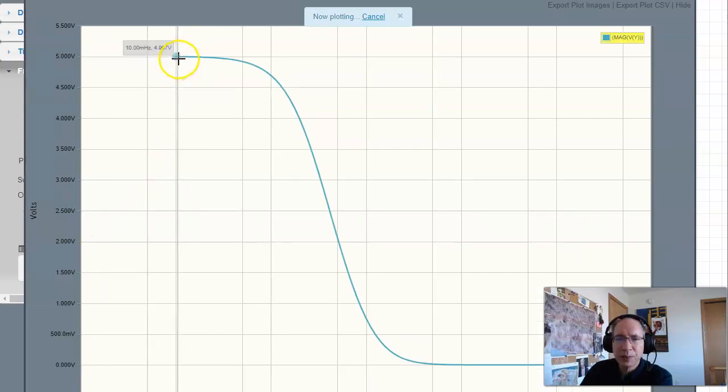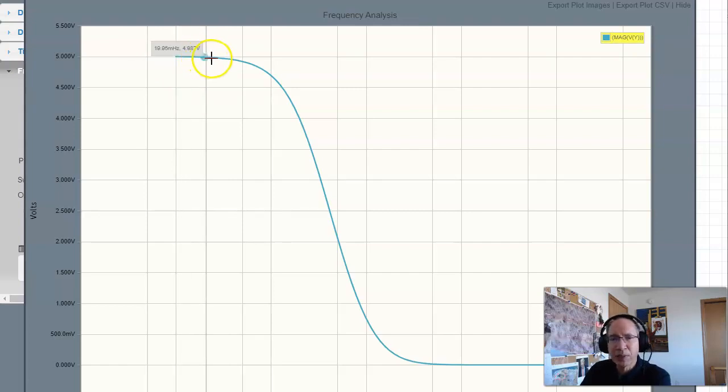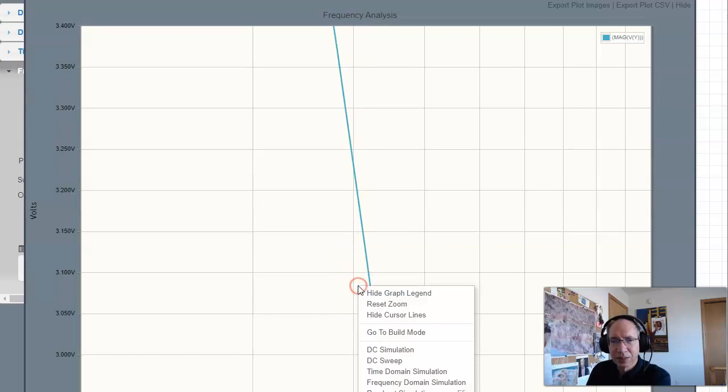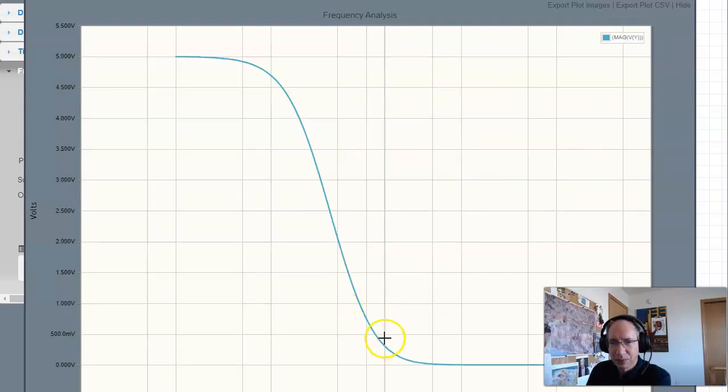At low frequency, the gain is 5. The RC filter has a DC gain of 1 times a gain of 5 for the op-amp. And then the gain slowly rolls off like this. So that is an RC filter.